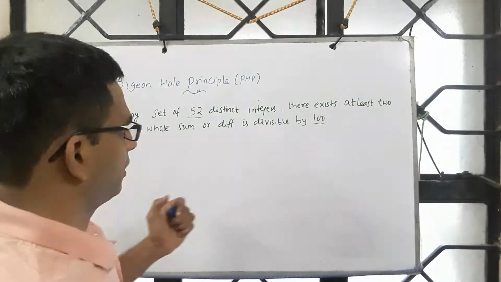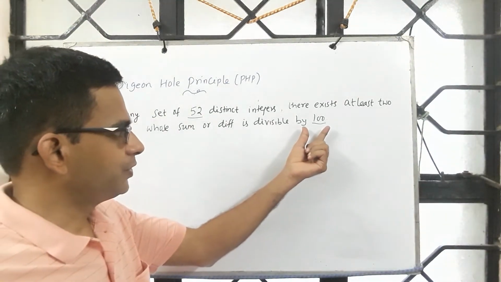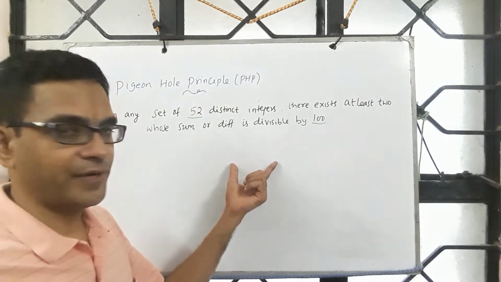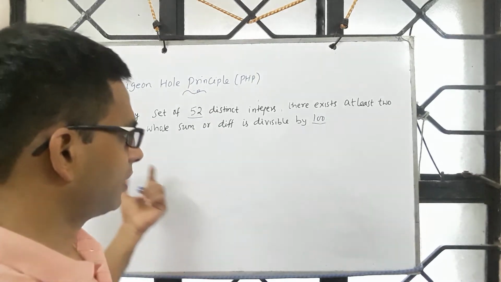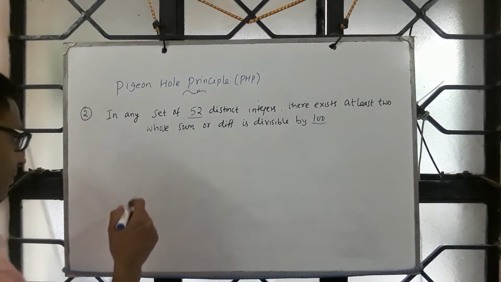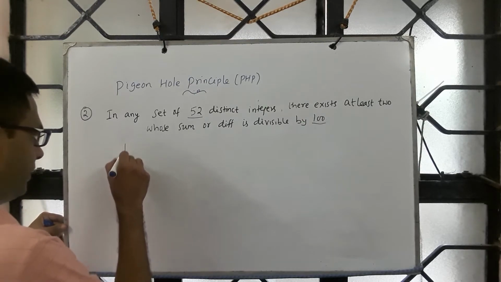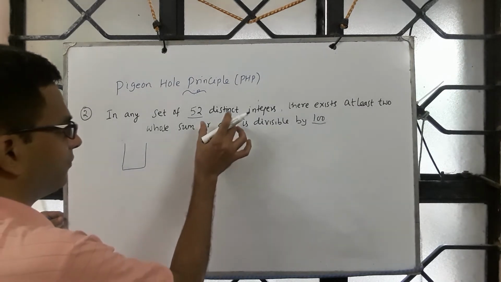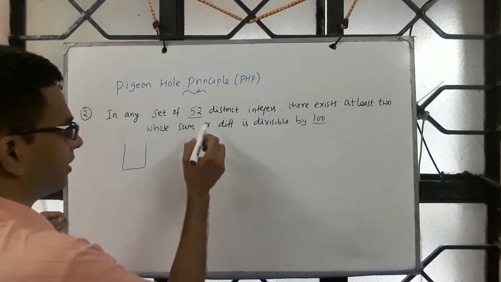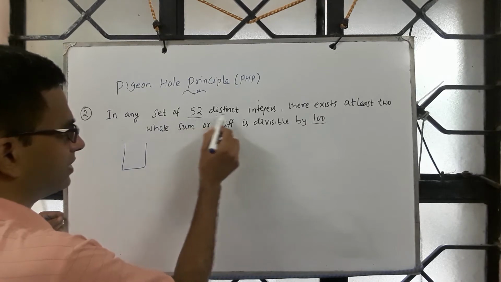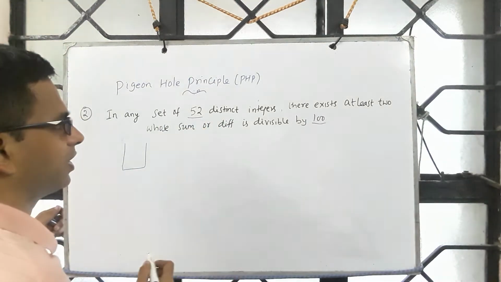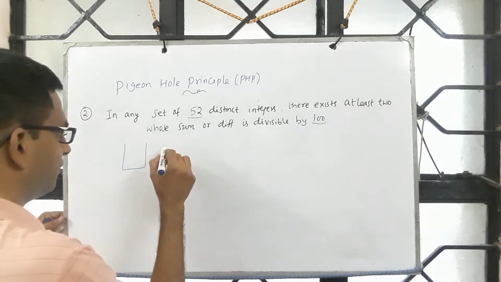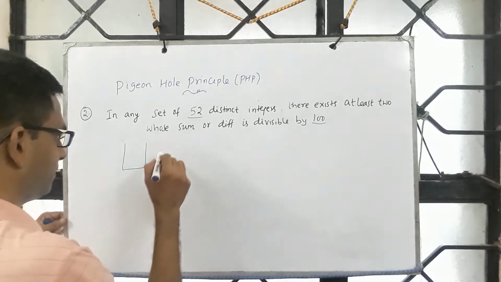Now I need to somehow use this and come up with a framework or scheme for pigeonholes and pigeons. Okay. I know that if I want to bring in PHP, the number of pigeonholes should be at least 1 less than this, so 51 or 50. So let me look for a scheme which will give me 51 pigeonholes.